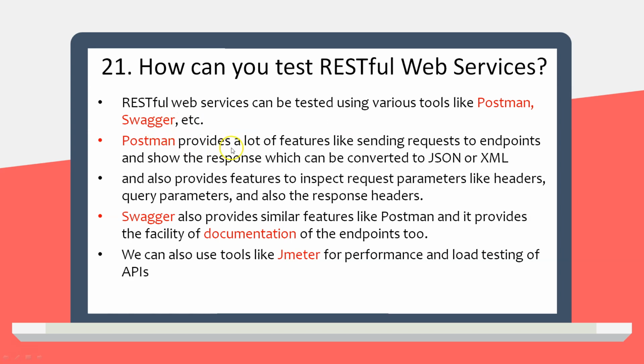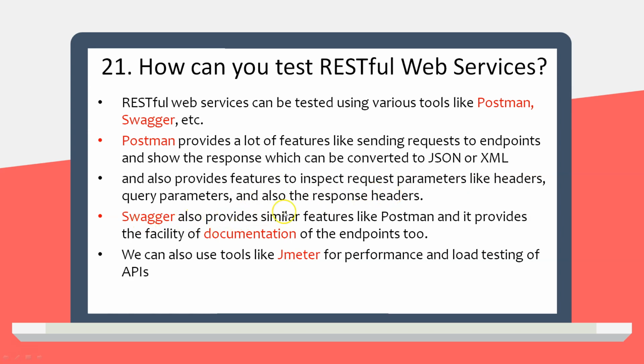So Postman, as you know, provides many features to perform REST operations, like sending requests to endpoints and showing the response, which can be converted to JSON or XML. It also provides features to inspect request parameters like headers, query parameters, and also the response headers.